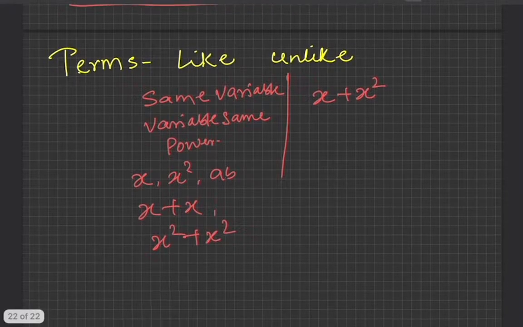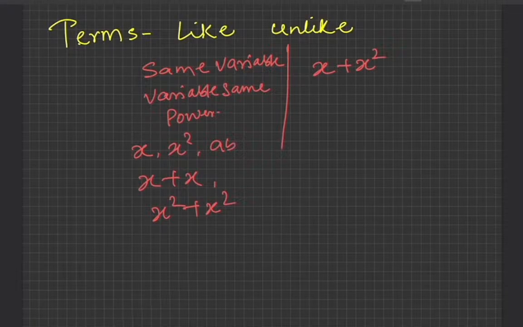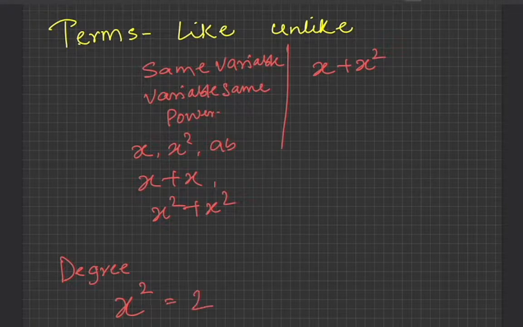Next one is basically the degree of the variables. The degree is basically the power or the exponent that the variable has. So let's say x squared is a degree of 2, right? X cubed is a degree of 3, okay? Because when we multiply in this chapter, the degree plays a significant role.